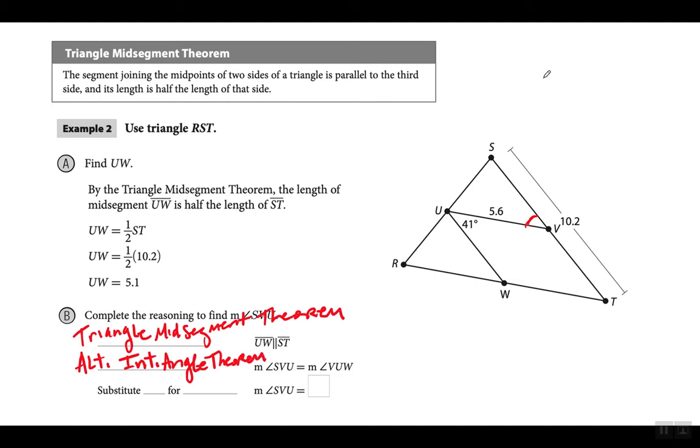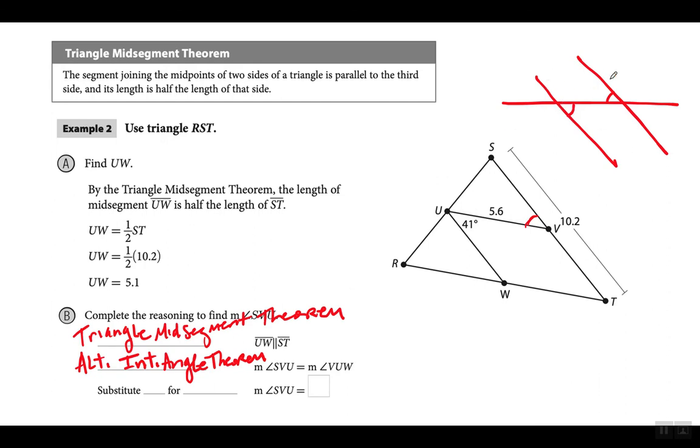When you have two parallel lines, in this case they're like that. When you have two parallel lines that are being cut by a transversal, this angle is going to equal the measure of this angle. They are alternate interior angles.